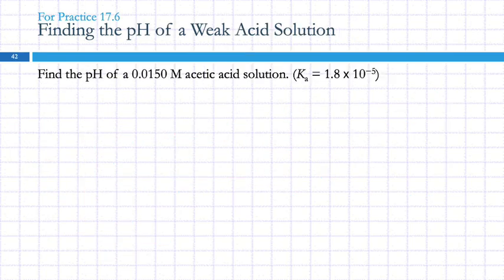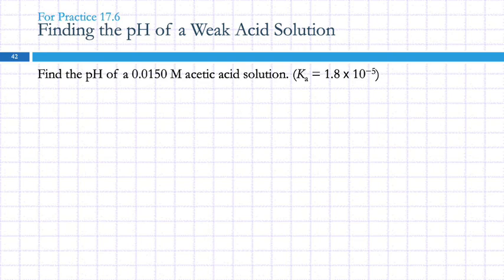This question is asking us to find the pH of a weak acid solution. So here we have acetic acid, 0.015 molar, and here is its Ka. We're going to need an ice table again.